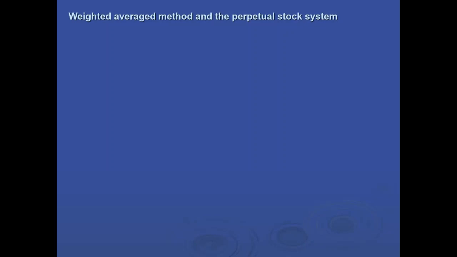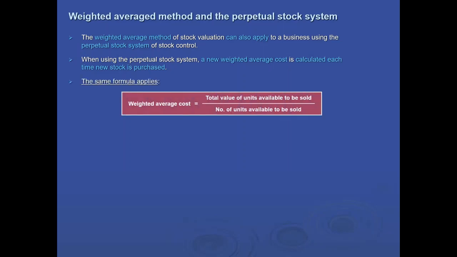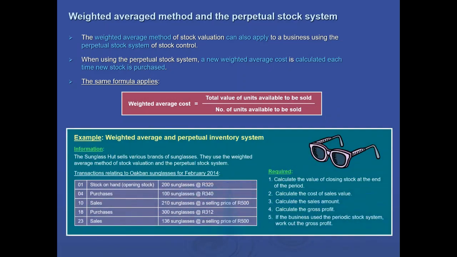So let's focus now on the weighted average method and the perpetual stock system. The weighted average method of stock valuation can also apply to a business using the perpetual stock system of stock control. When using the perpetual stock system, a new weighted average cost is calculated each time new stock is purchased. The same formula applies, namely that the weighted average cost is the total value of units available to be sold divided by the number of units available to be sold.